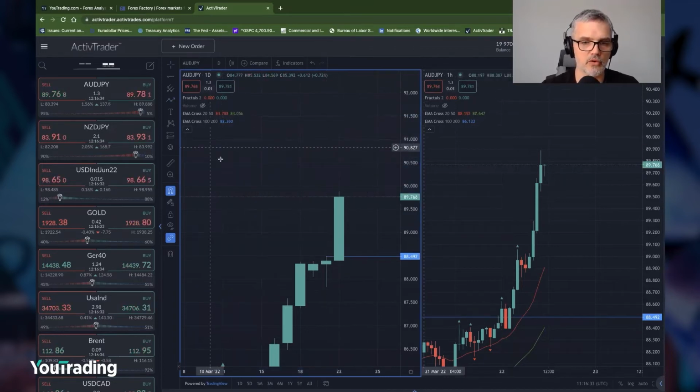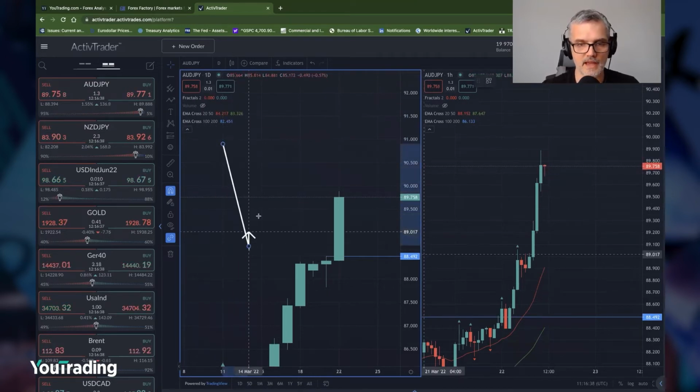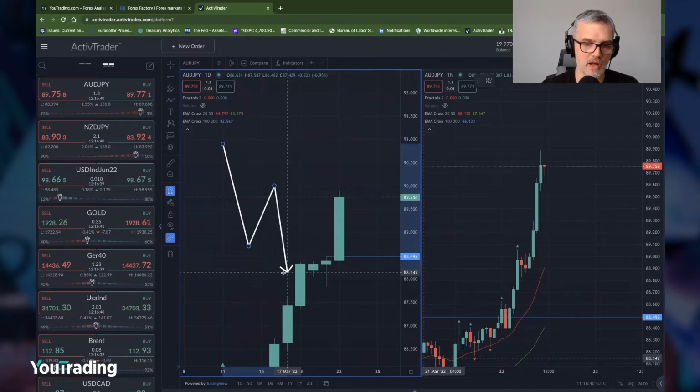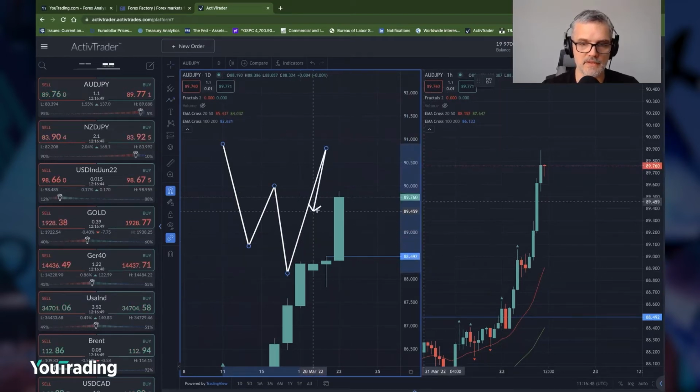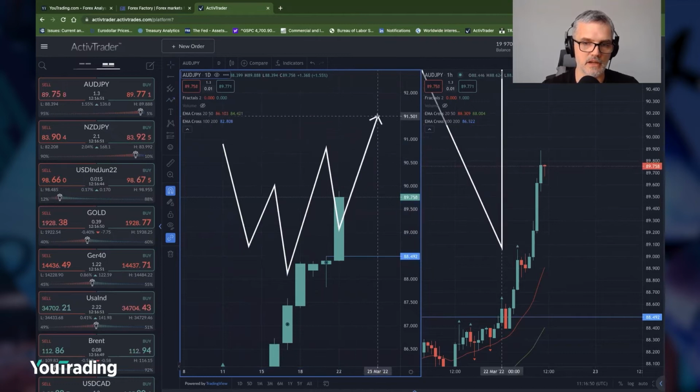Or we can wait for a reversal in trend. So we could have had a downtrend and then a pullback, a lower low, and then a break of this market structure here with a higher high. Wait for the pullback into this range and then see if we can go higher that way.